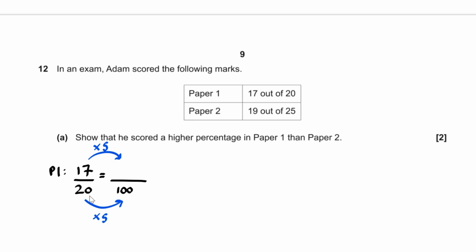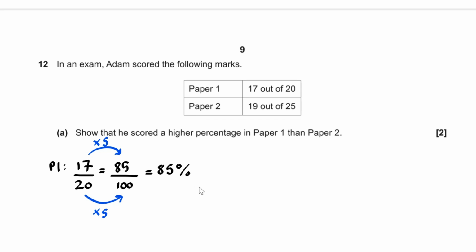So therefore 17 out of 20, that's the same as 85 out of 100, which you can see is the same as 85%. So that's what you got in paper 1.